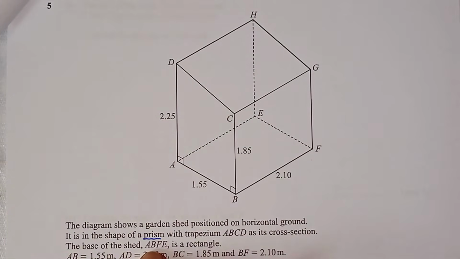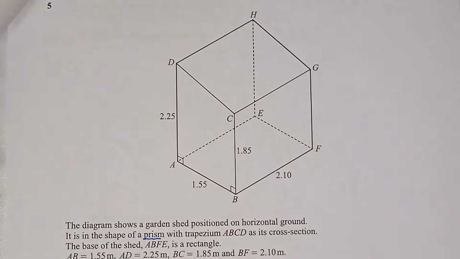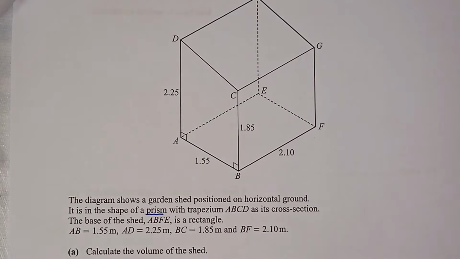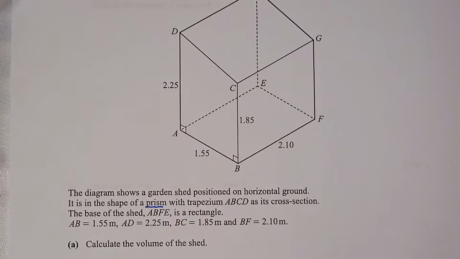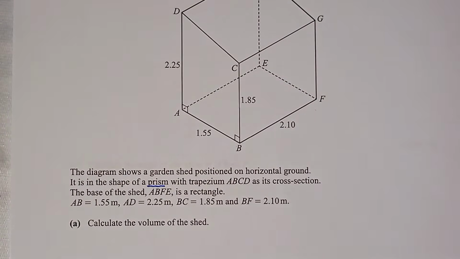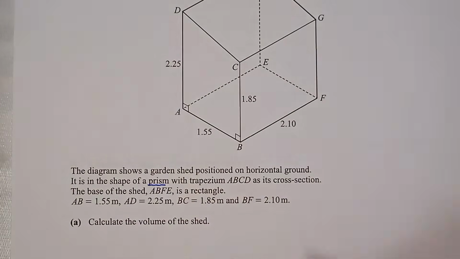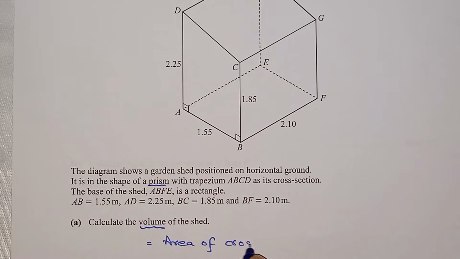The base of the shed ABEF is a rectangle. So the base is a rectangle and this side is a trapezium, right? AB, AD, BC and BF are given to us. Calculate the volume of the shed. Keep in mind the volume of any prism is equal to the area of the cross section times height.